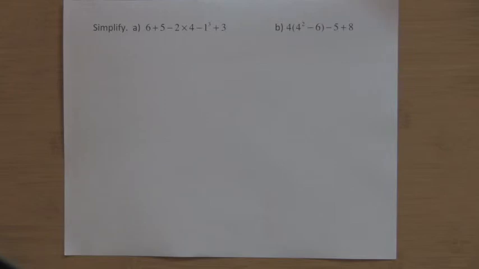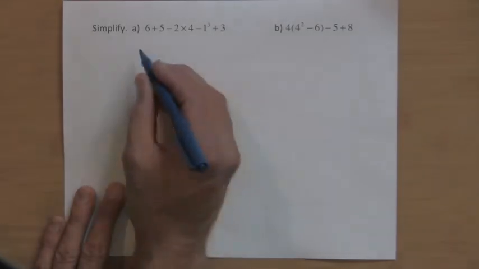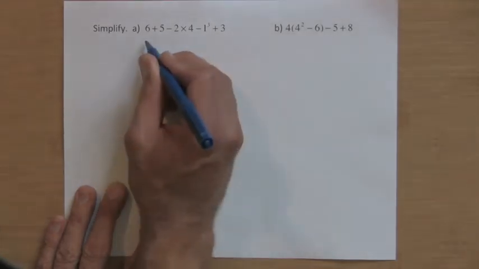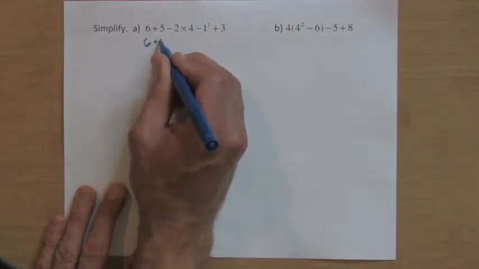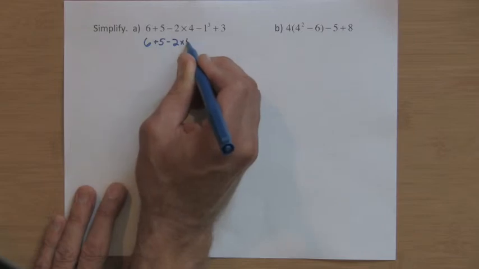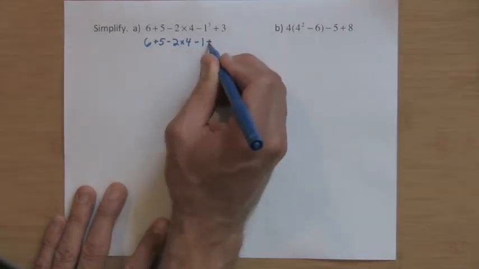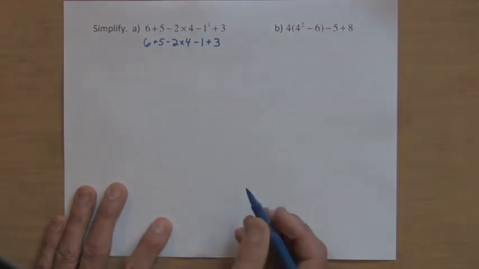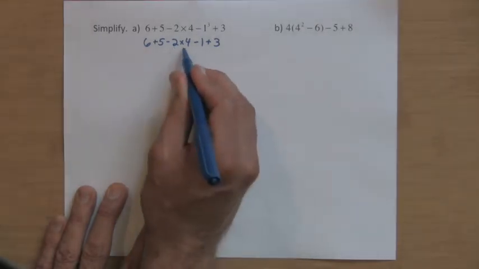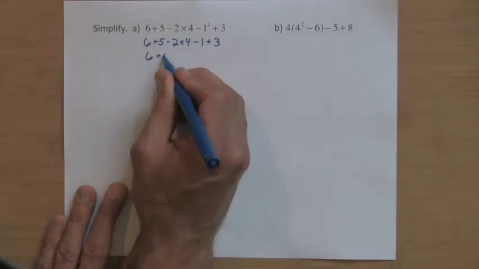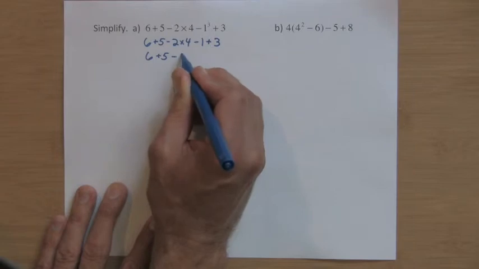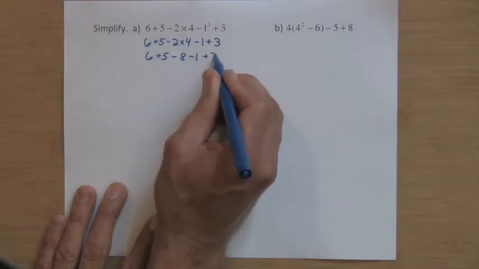All right, now hopefully you've worked out these 2 problems. Let's see, first things first, no parentheses for the first example. We have one exponent, so I'll recopy everything else, and I'll only take care of the exponent. 1 cubed is 1, so I copy everything else down and just wrote 1 cubed is 1. We have 1 multiplying in the middle, so I'll recopy everything else. This stays 6 plus 5, minus 2 times 4 is 8, minus 1 plus 3.